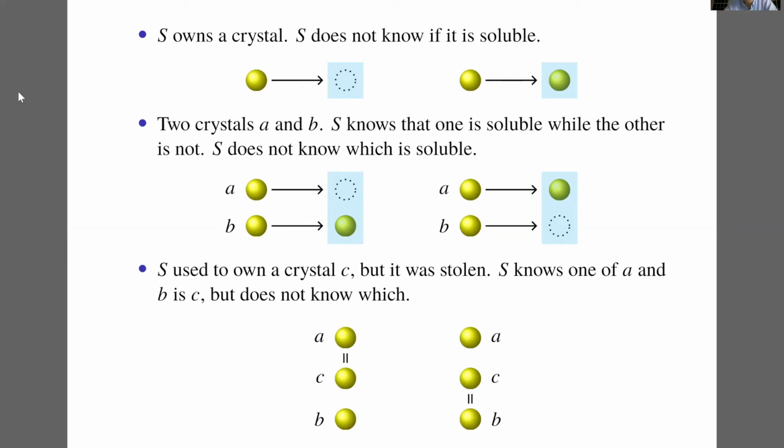Suppose that S used to own a crystal, but it was stolen some time ago. Now she knows that this crystal C came here. It's now one of A and B, but the problem is that she doesn't know which one is C. So there are two epistemic possibilities, one on the left, one on the right, and you have an identity among those three crystals in each possibility.